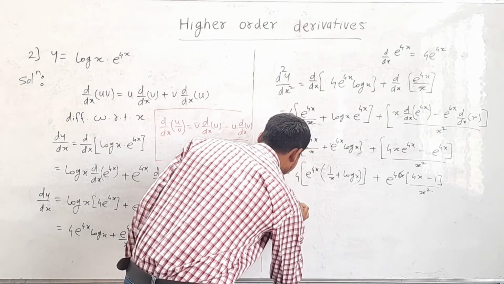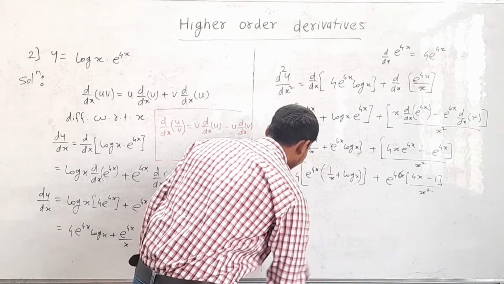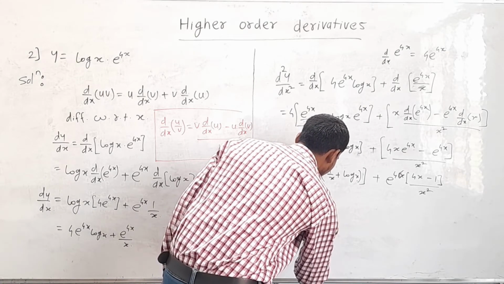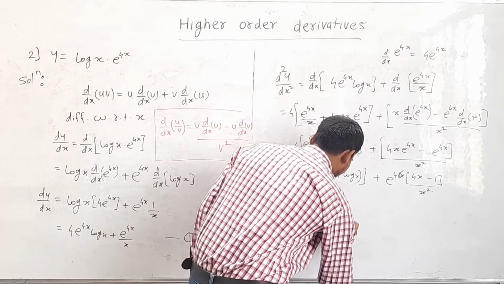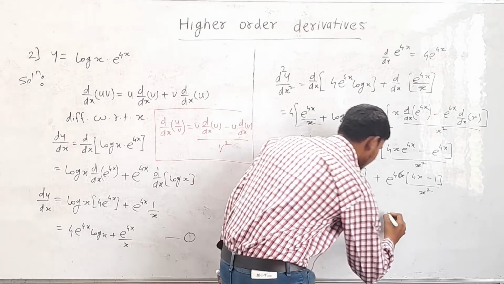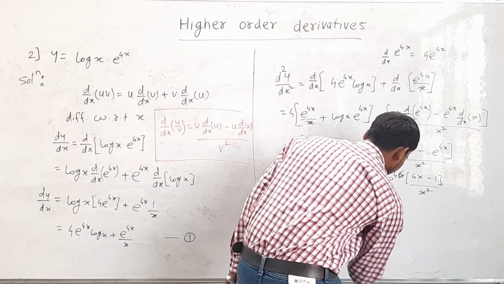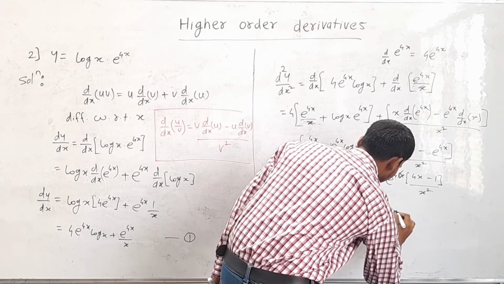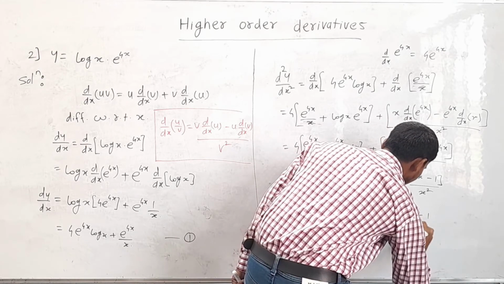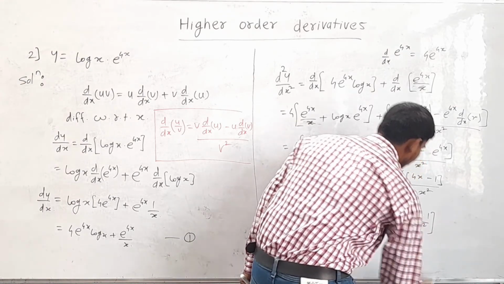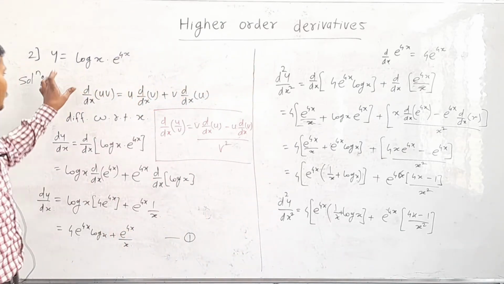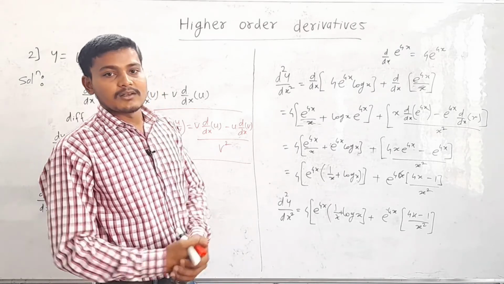So d2y by dx square is equal to 4 e raised to 4x into 1 by x plus log x, plus e raised to 4x into 4x minus 1 divided by x square, and this is the second order derivative of y is equal to log x e raised to 4x.